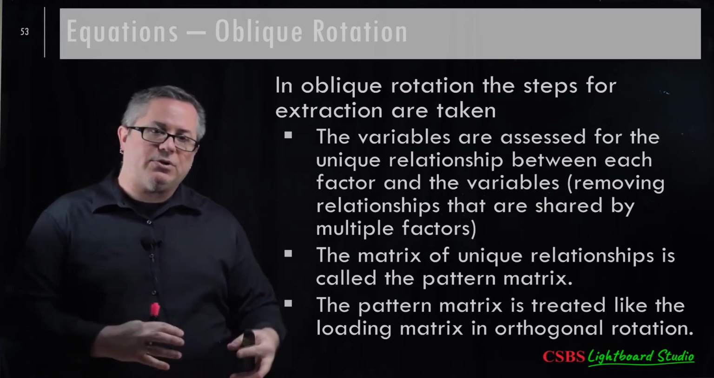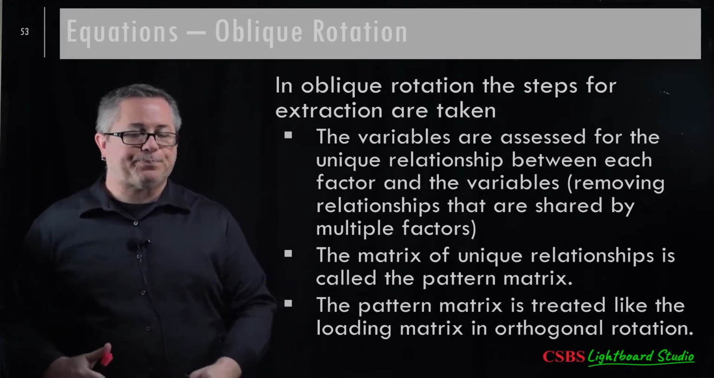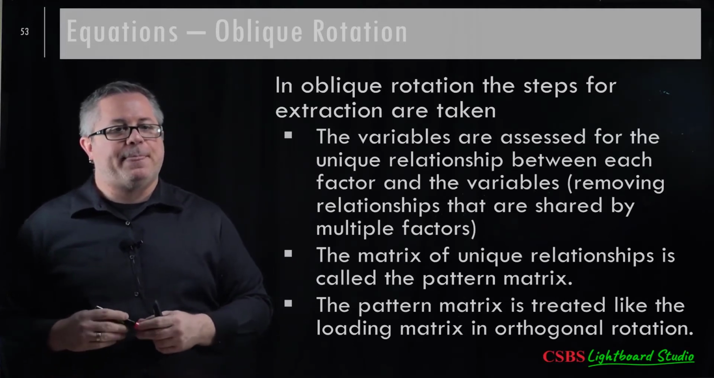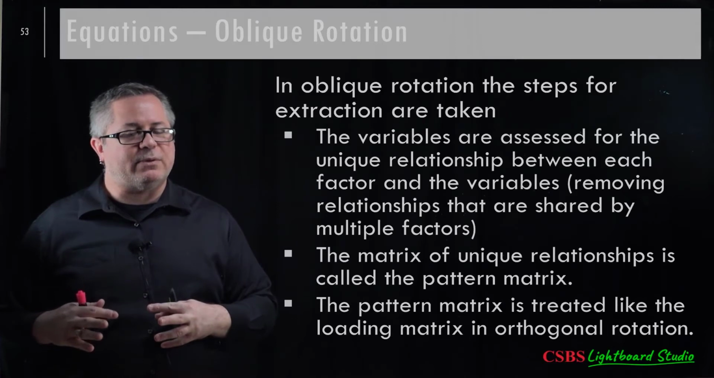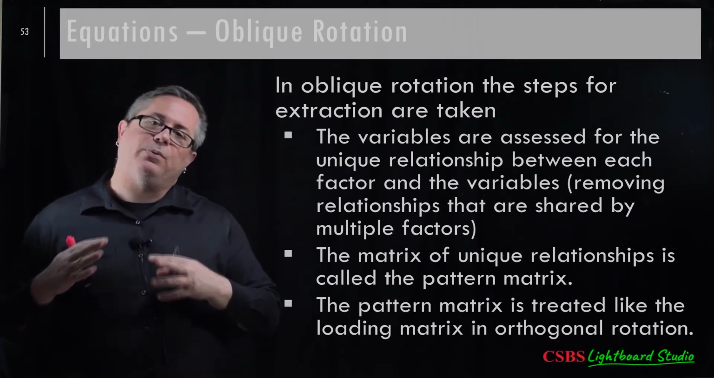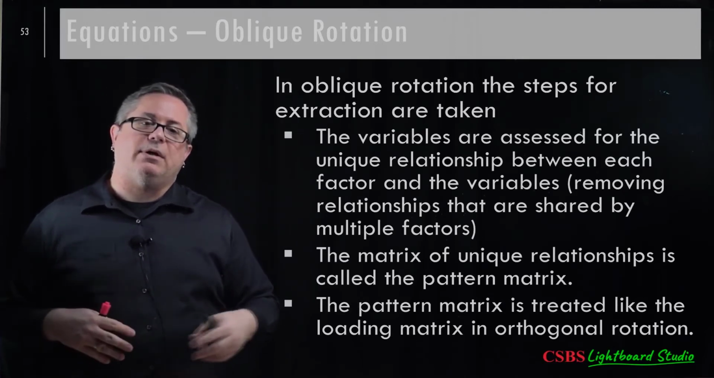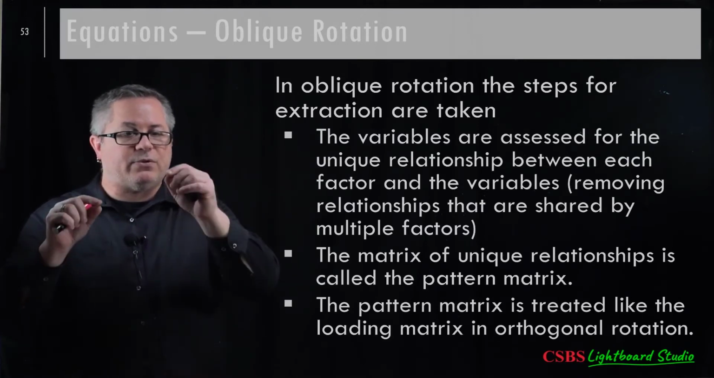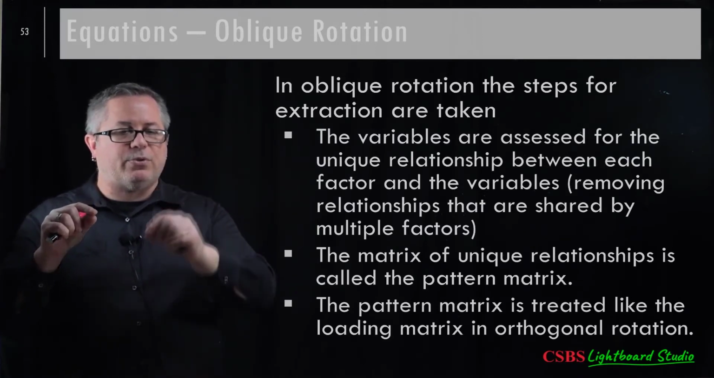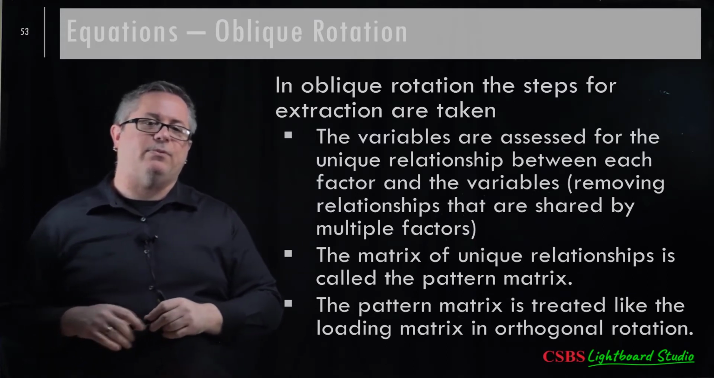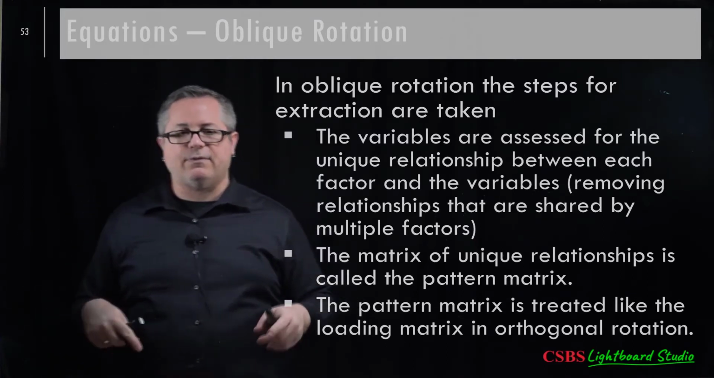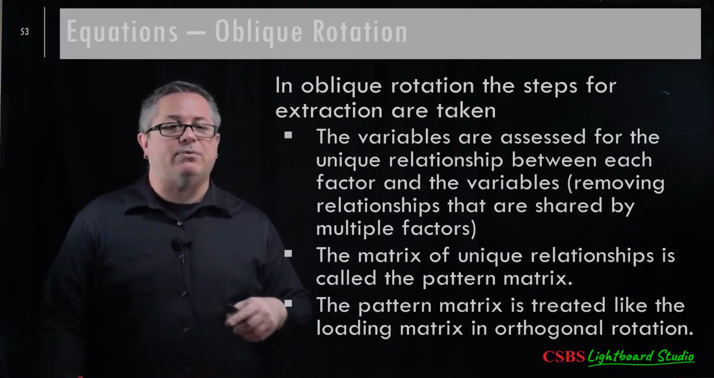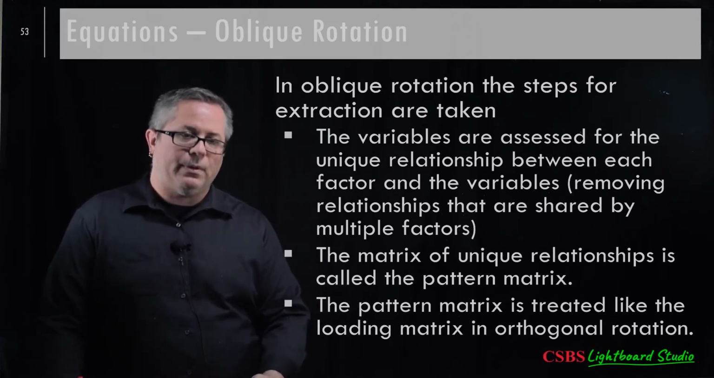So we're trying to control for those overlaps between factors to compute unique relationships. What is the unique relationship between each item and a factor? The matrix of unique relationships is called the pattern matrix, and it's the pattern matrix that we typically will assess or try to interpret. The pattern matrix is treated like the loading matrix in orthogonal rotation, in terms of interpreting which items go on what factor. We typically treat it the same way as the rotated matrix in an orthogonal rotation.